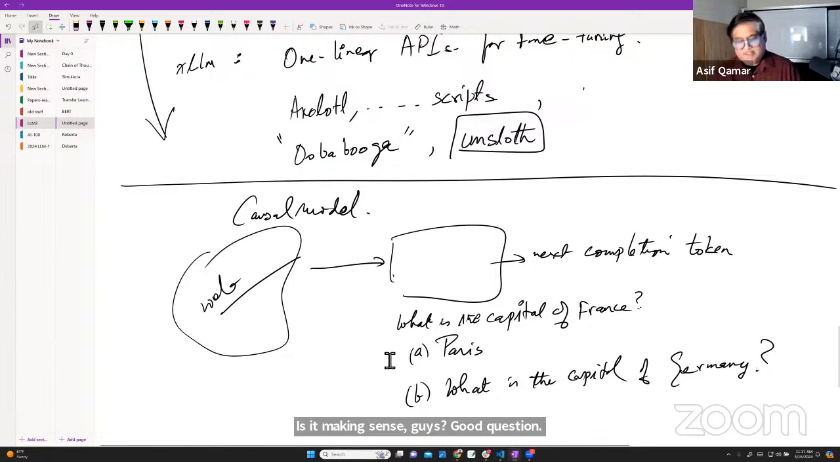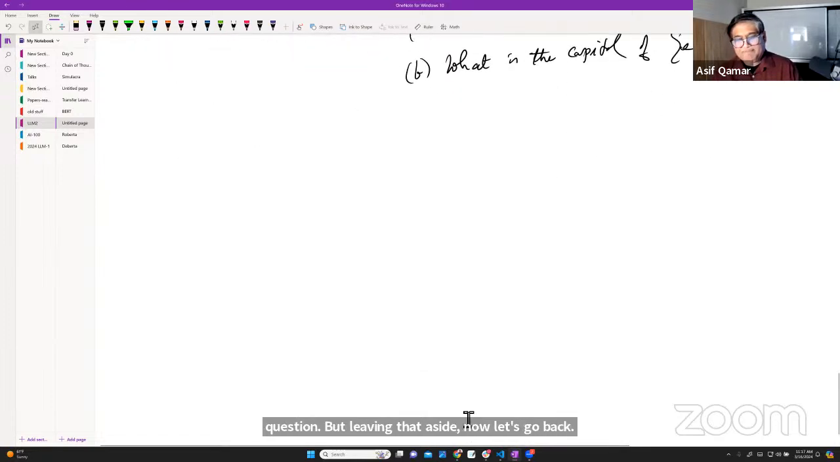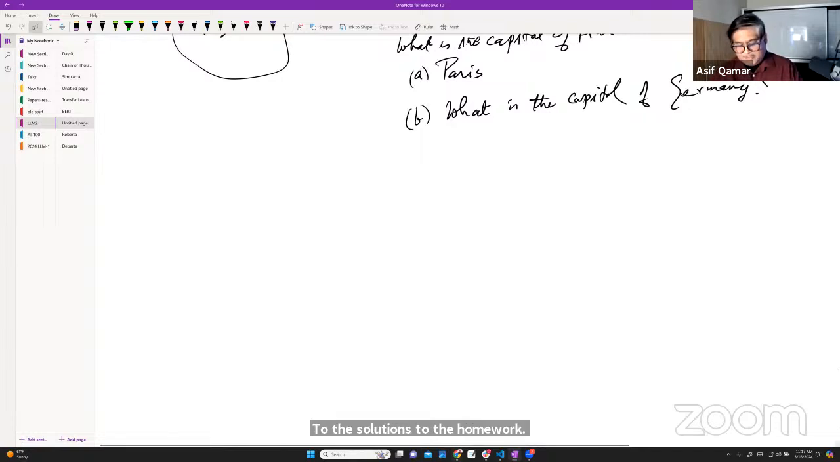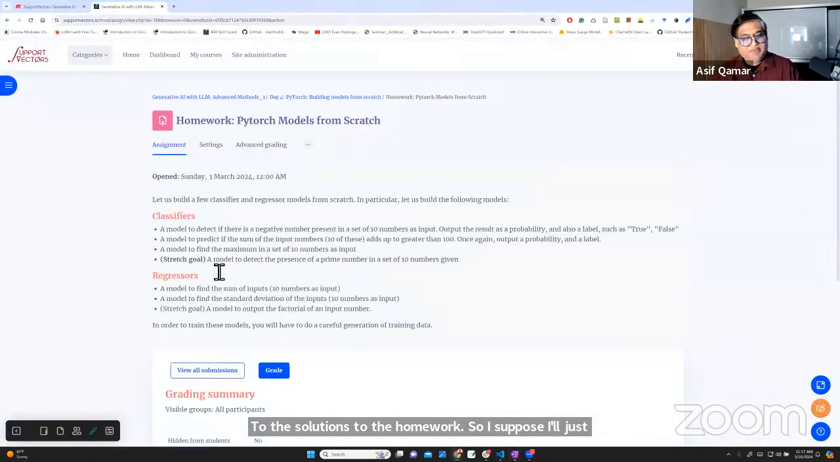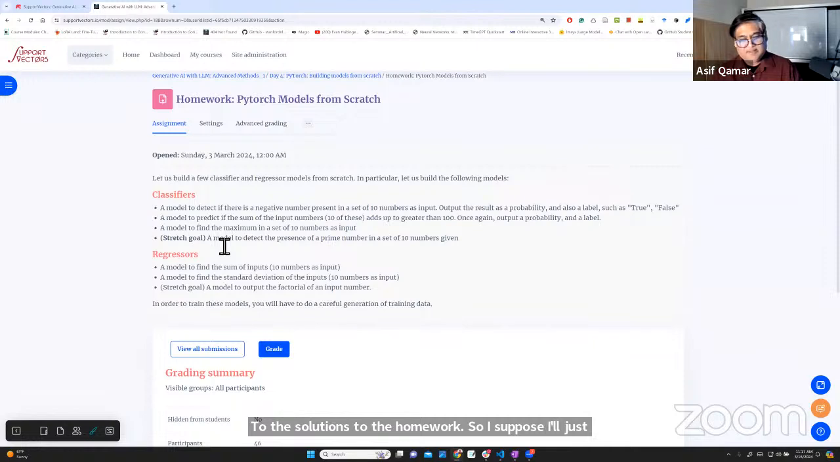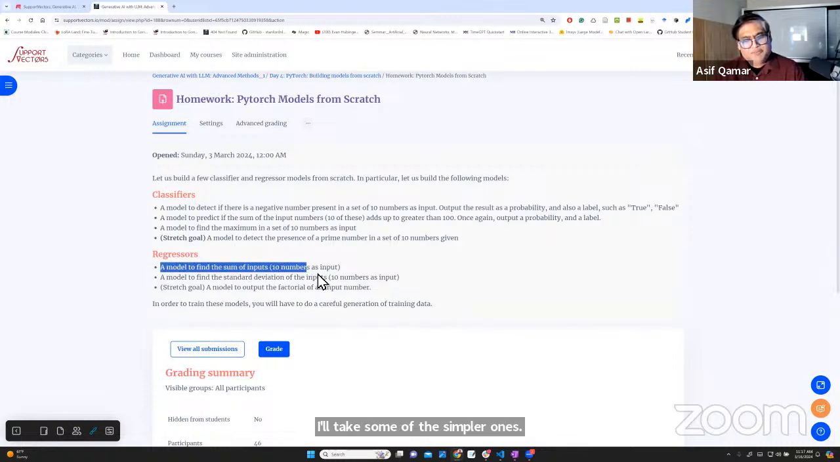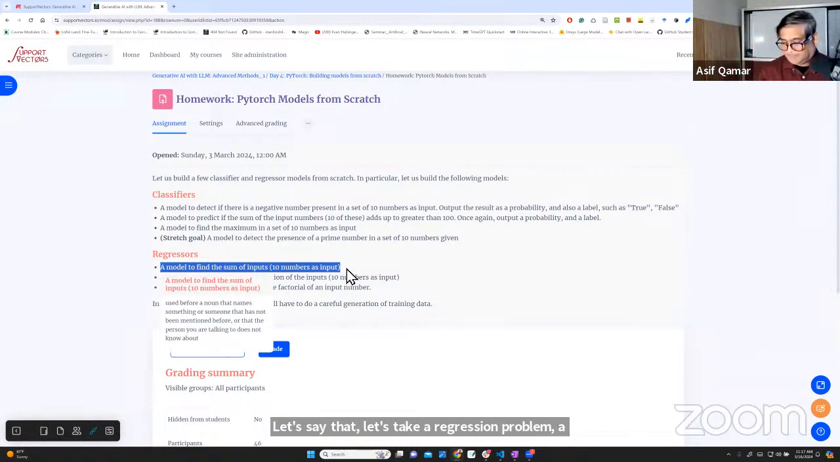But leaving that aside, now let's go back to the solutions to the homework. I suppose I'll just read out the problem. First, I'll take some of the simpler ones. Let's take a regression problem: a model to find the sum of 10 numbers as input.